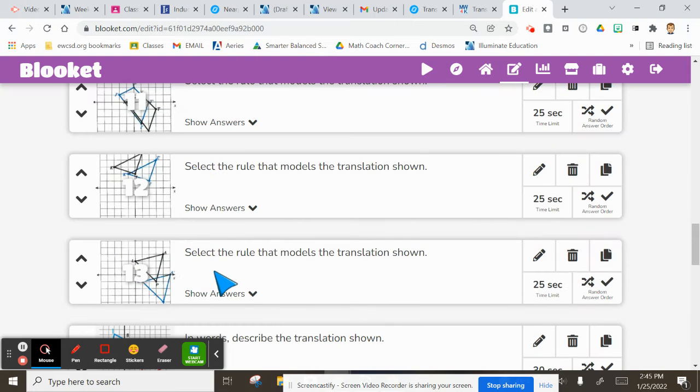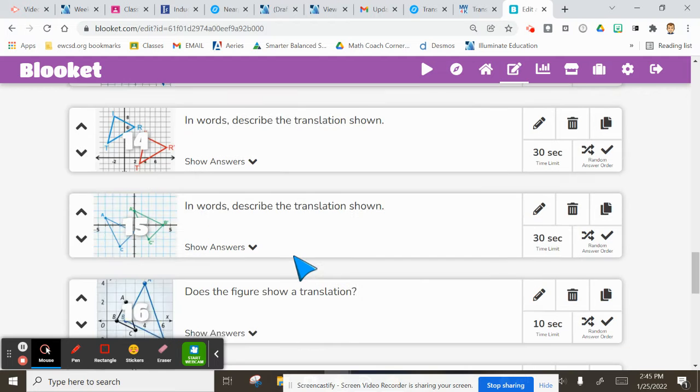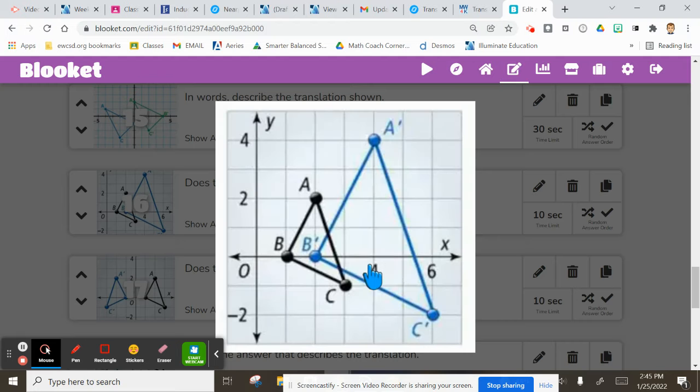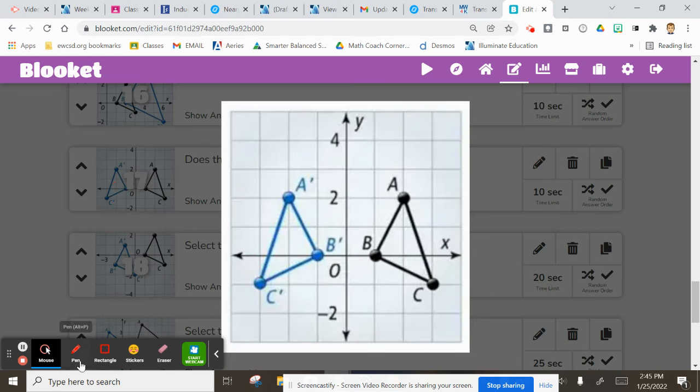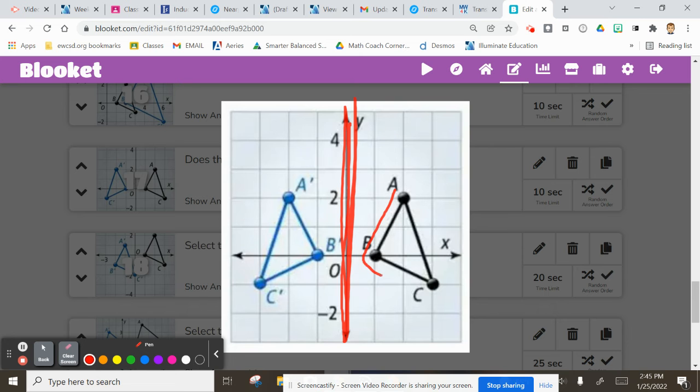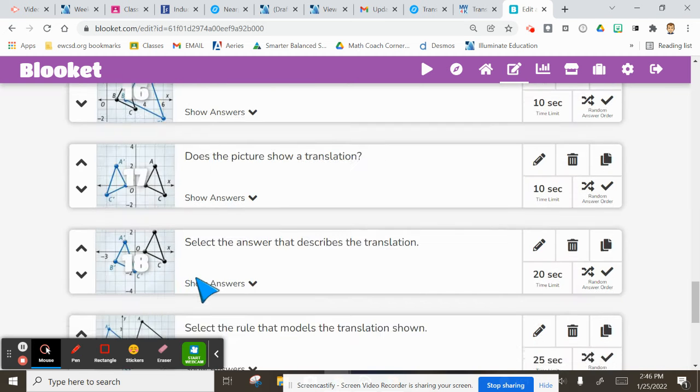As you keep going through this, looking at the rules, oh, is this a translation? No, you know that from yesterday. And then this one again, people still struggle with this one. This is actually a reflection. It's reflecting over this. Think of this as a mirror. So it's flipping over. If this was a translation, it would have to look the same, like that. This does not look like that. So you got to be able to make that clear in your mind.